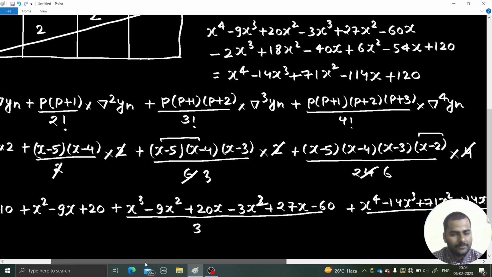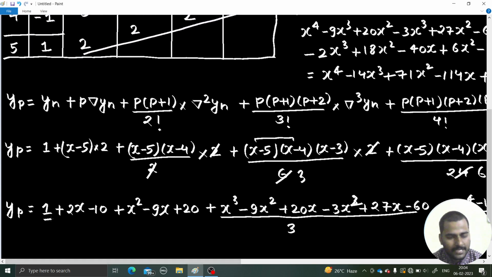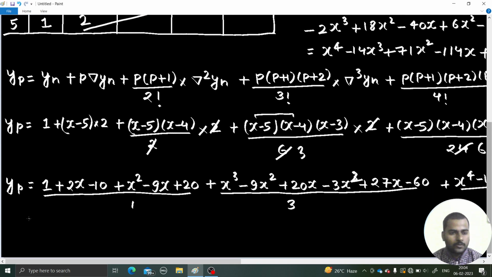Now I'll take the LCM because 3 here is there, 6 is there, and here we have 1. So yp will be equal to, everything is multiplied by 6, so x square times 6, so 6x square, 2x minus 9x, it is minus 7x multiplied by 6, so minus 42x. 20 minus 10 is 10. 10 plus 1 is 11 into 6, 66.